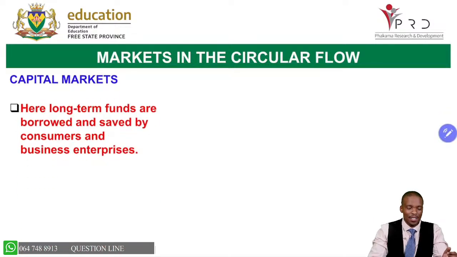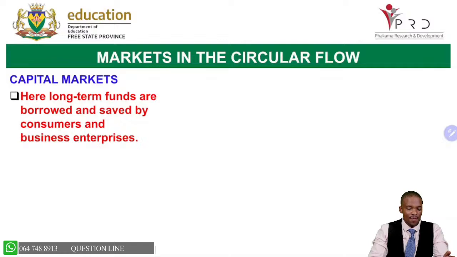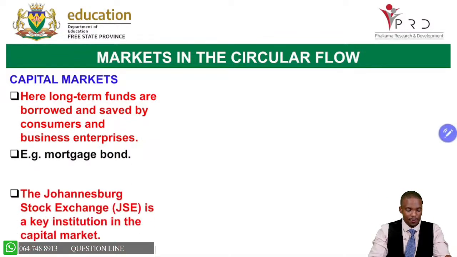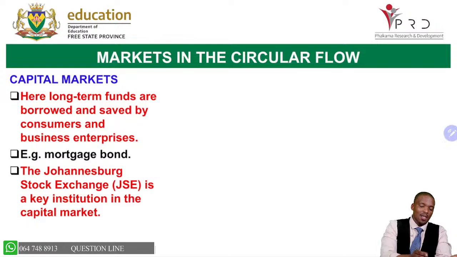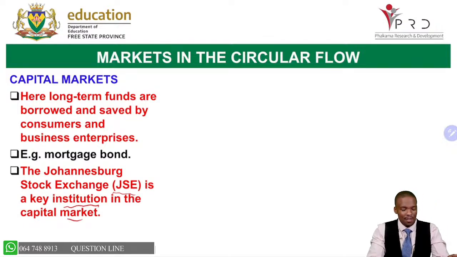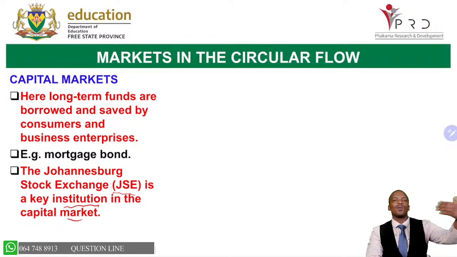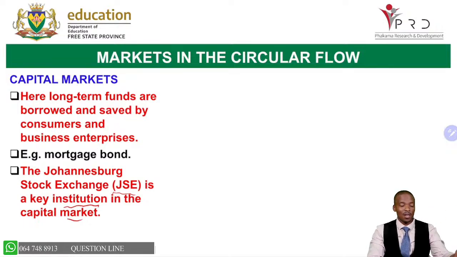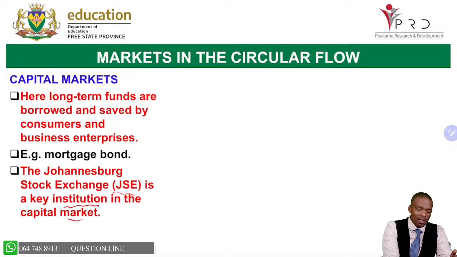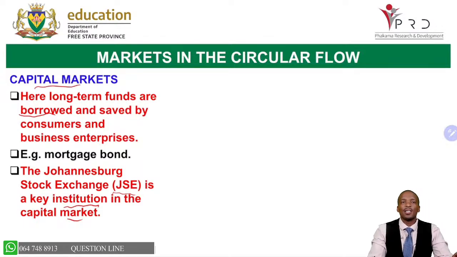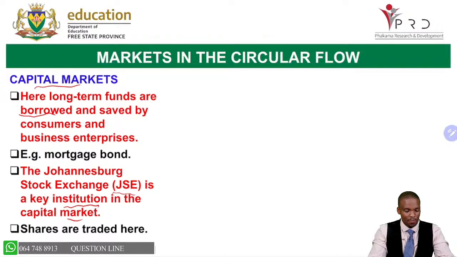Okay. Capital market. Here we look at where long-term funds are borrowed and saved by consumers and the business enterprises, such as the mortgage bond. And the JSE is the key institution in that capital market, because the investment is long term. Where you save money, you save it for a very long term. Even the borrowings, if you borrow for a long term, that market is classified as the what? As the capital market.